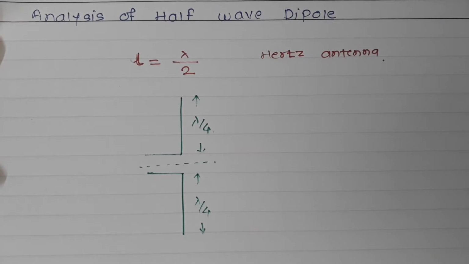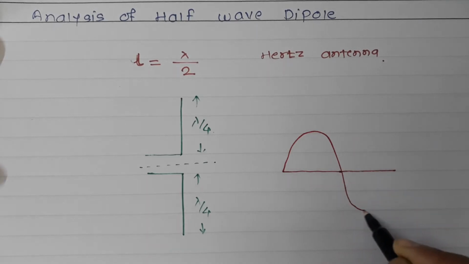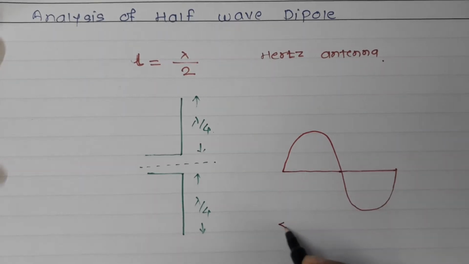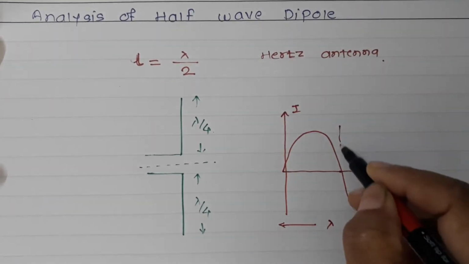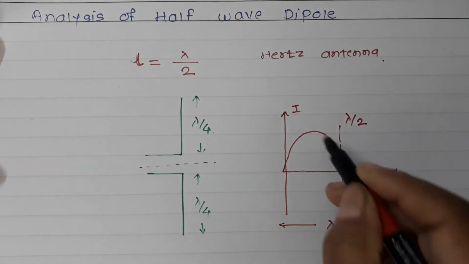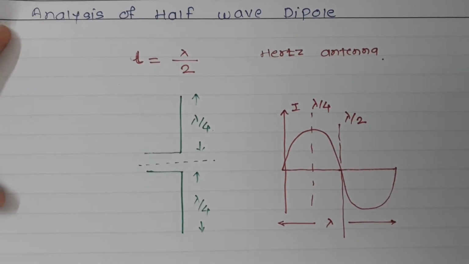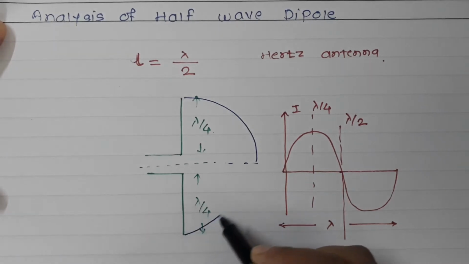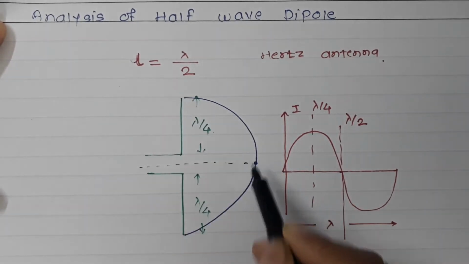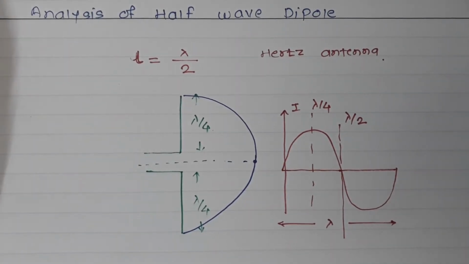And if we see the current distribution on this particular antenna, the complete distribution is lambda. Here I can say this is the I. Here I'll have lambda by 2, and here I'll have lambda by 4. So the antenna will generate the current like this and like this. Lambda by 4 will generate up to this and up to this. So this is the current distribution on your half wave dipole antenna.